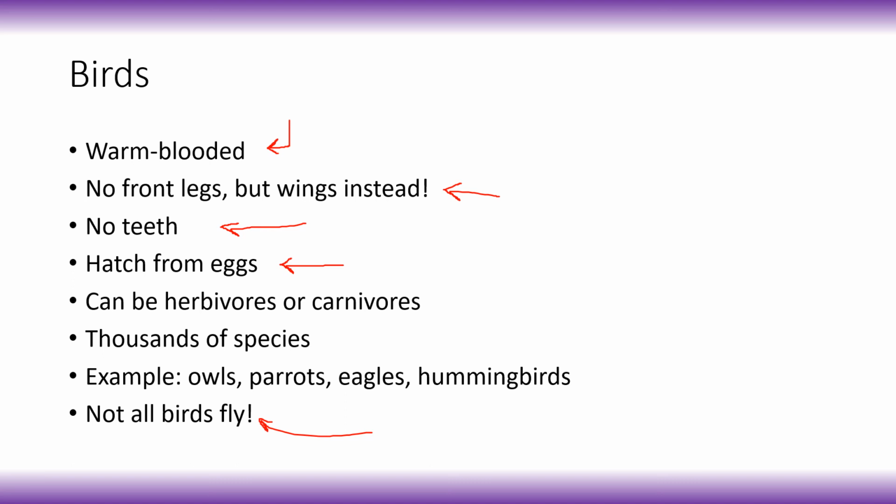Once again, there are thousands of species, and just like we've seen before, they can be herbivores or carnivores. So you'll find some birds that will consume other animals, and then you'll find some that simply don't.